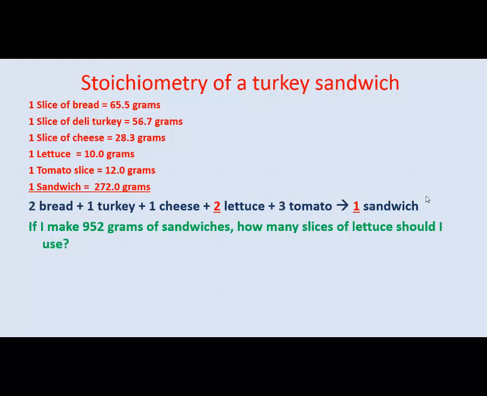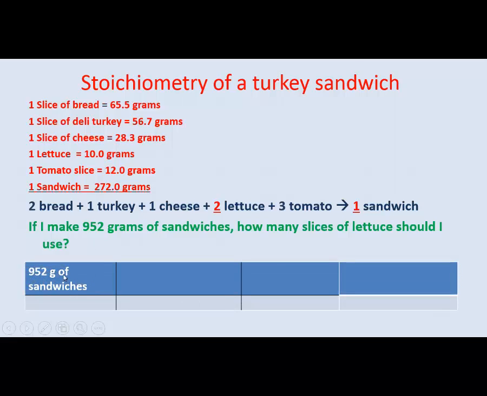In this case, I'm using a sandwich mass. So there's 272 grams for every 1 sandwich. So I take 952 grams of sandwiches. I divide by 272 grams of sandwiches for every 1 sandwich that was produced. That will determine how many sandwiches I began with, which was 3.5 sandwiches. Right? If I take 952 divided by 272, it tells me I had 3.5 sandwiches that I began with.